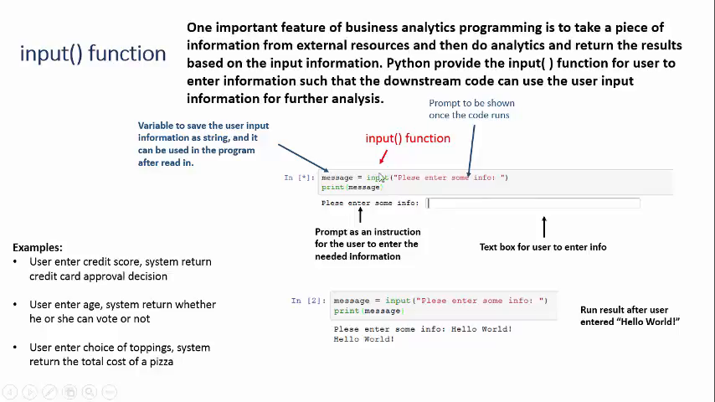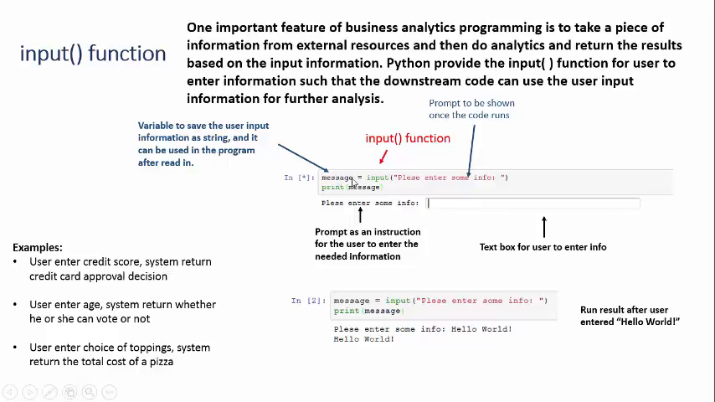The input function is actually very simple. It is input followed by parentheses. Within the parentheses is a string or string variable that is going to show the user some instructions. We call those prompts, and they will be shown before the text box for the user to input anything. For example, in this particular case, I have input parentheses with "please enter some info" as the prompt, and then there's a message. This is actually a variable.